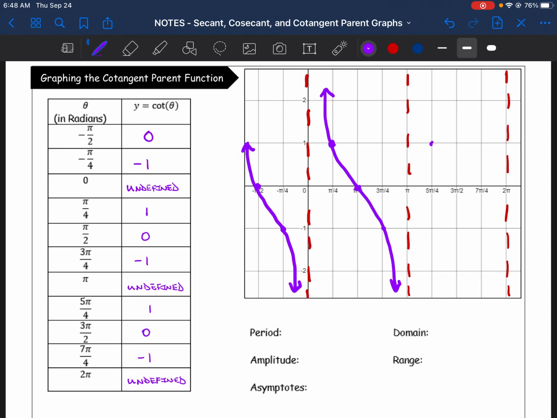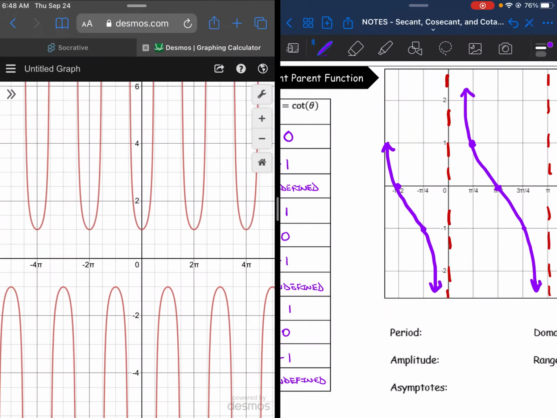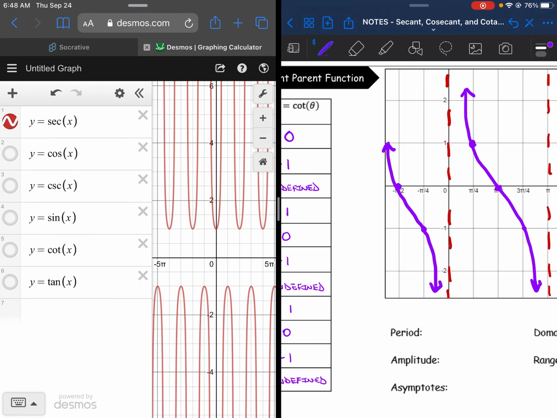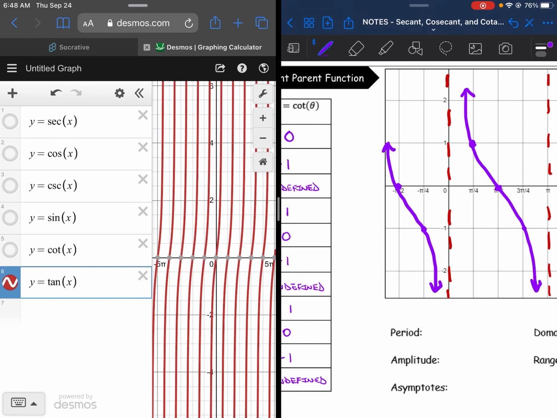At 5 pi over 4, we're at 1. At 3 pi over 2, we're at 0. At 7 pi over 4, we're at negative 1. And this pattern will just continue to repeat itself. Now let's think about what this looks like compared to the normal function of tangent. So let's hop over to Desmos for just a moment, and let's look at tangent when compared to cotangent.